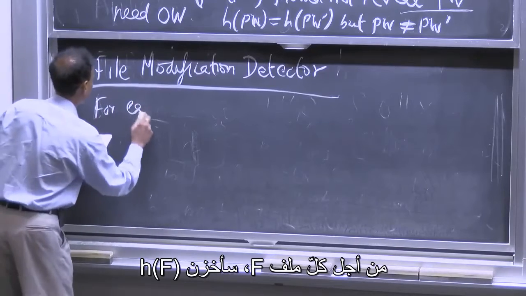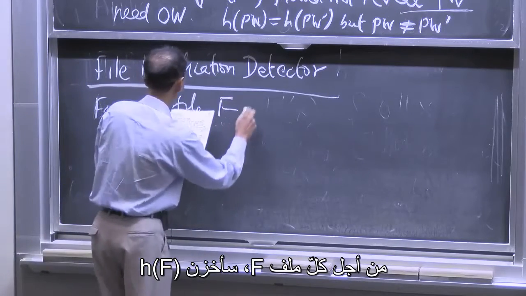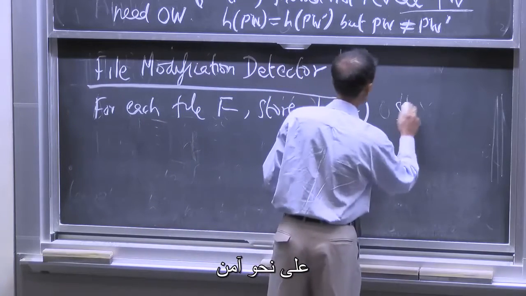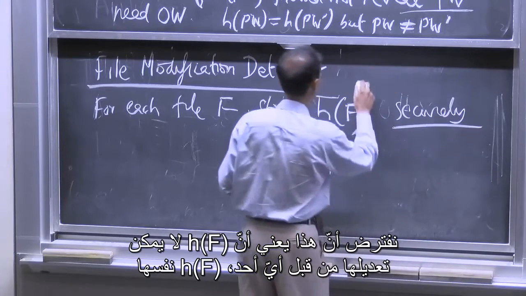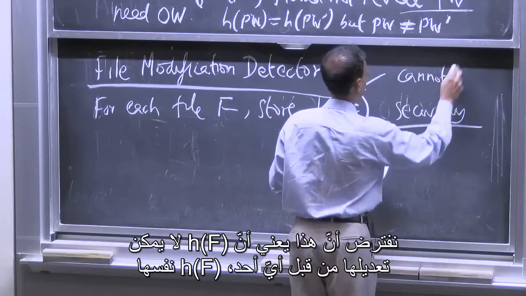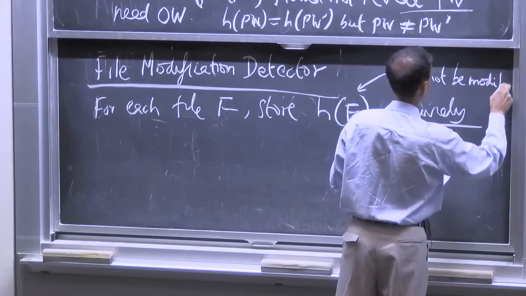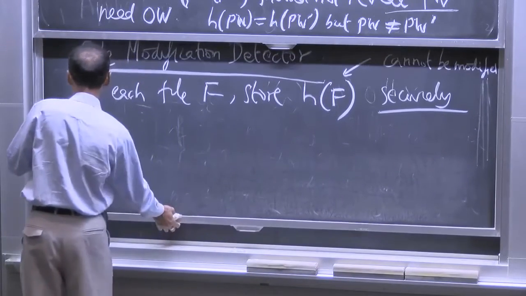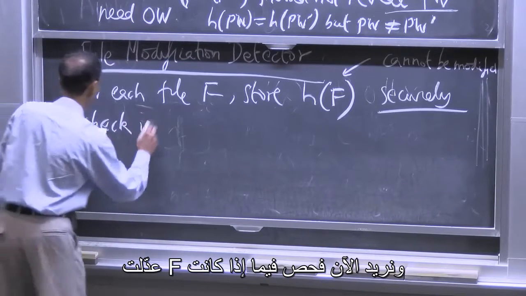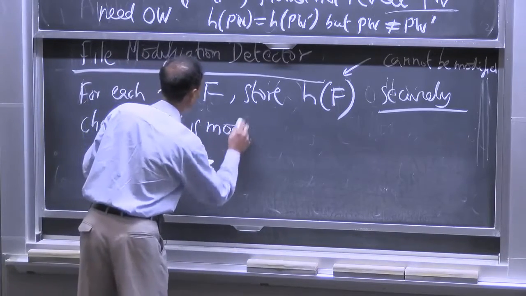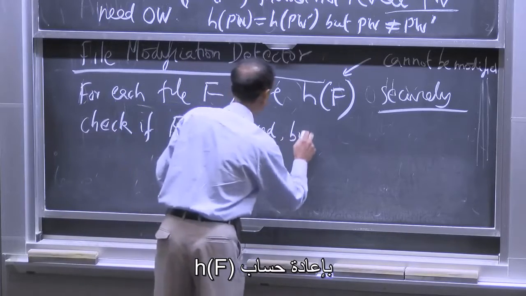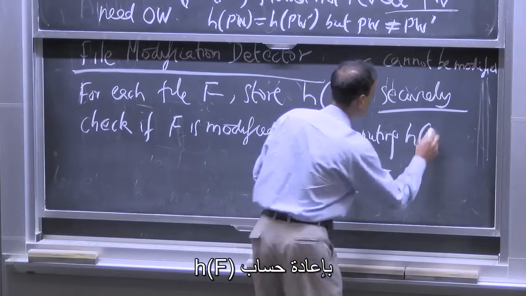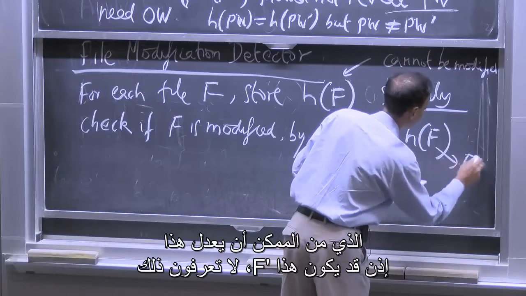So for each file F, I'm going to store H of F securely. You assume that this means that H of F cannot be modified by anybody. And now we want to check if F is modified by recomputing H of F, which could be modified, so this could actually be F prime.